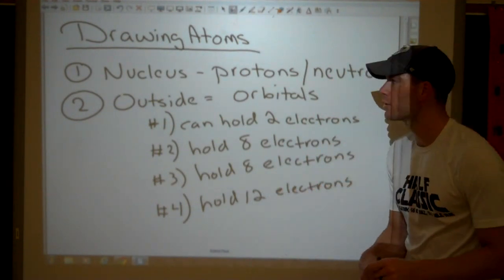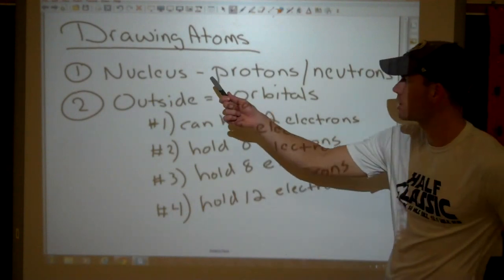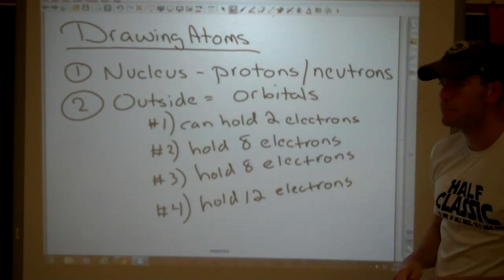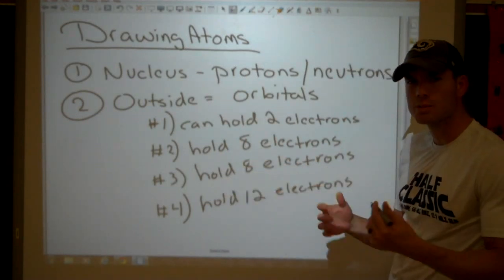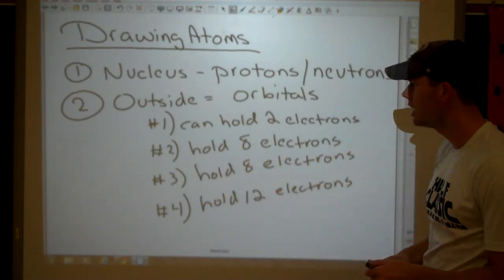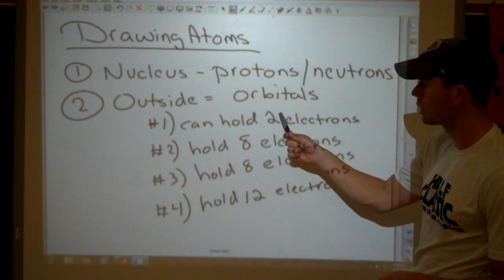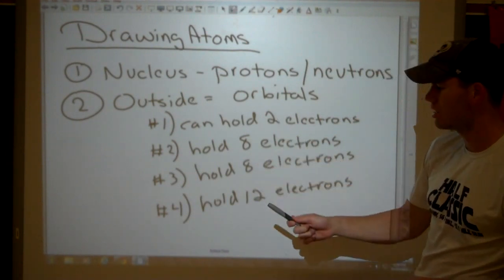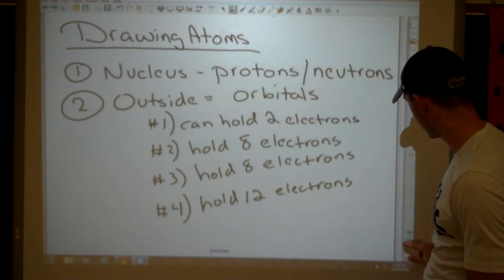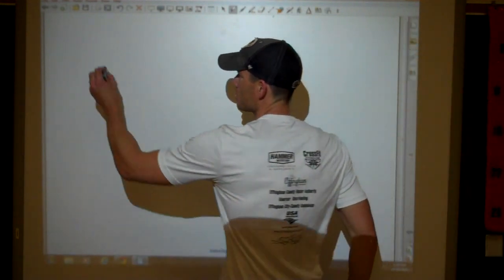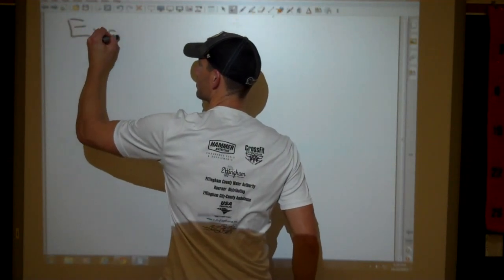So whenever you're drawing your atoms from now on, you draw the nucleus first, you put the protons and neutrons in it, and then around the outside in your orbitals, you can use up to 4 orbitals if needed, depending on how many electrons you need. And just make sure that you put no more than 2 electrons in the first, 8 in the second, 8 in the third, and up to 12 in the fourth, and you fill these in order. So let's do a couple of examples to show how that works.